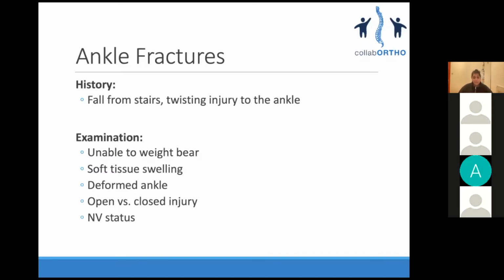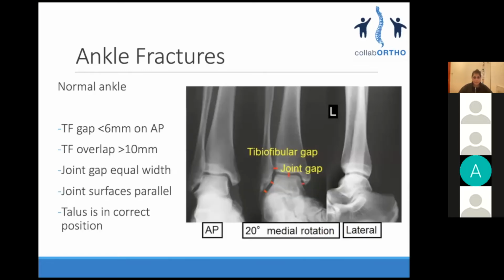The ankle is typically swollen. Sometimes there may be some sort of deformity, and it's quite obvious it's an ankle fracture. When you're examining, it's very important to know whether there's an open or closed injury, as with any other joint and bone, and to assess the neurovascular status of your distal pulses, in particular your posterior tibial and your dorsalis pedis.